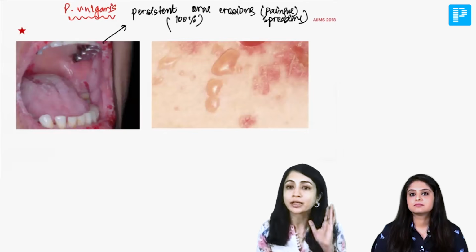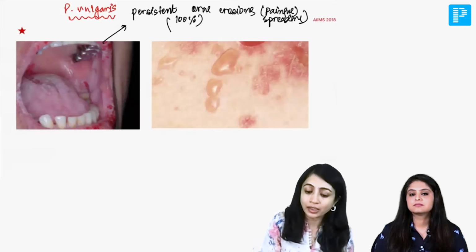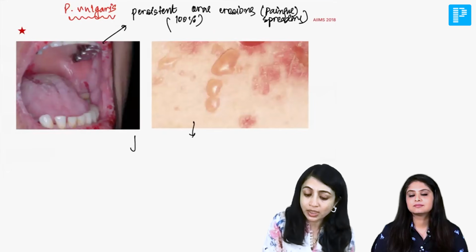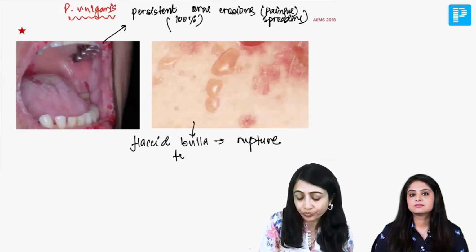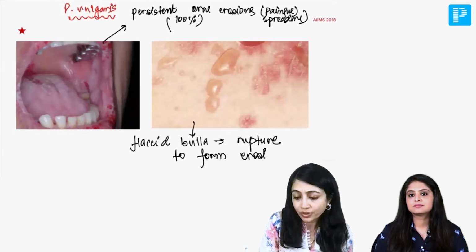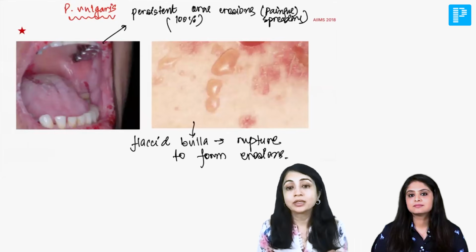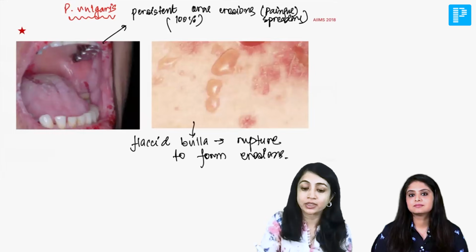So in pemphigus vulgaris, you have oral erosions, and then in the skin, you see flaccid bulla which rupture to form erosions. If these two are present, flaccid bulla and oral erosions, think of pemphigus vulgaris.